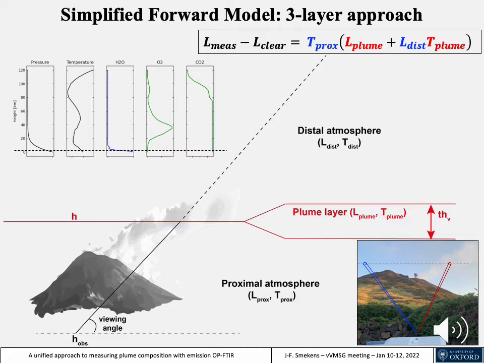We generate a series of runs with the reference forward model for varying scaling factors for all the gases in the distal atmosphere, as well as varying temperatures in the proximal atmosphere. And then at the height of the plume, we insert a thin layer that contains volcanic species only, and for which we can generate reference extinction cross-sections.